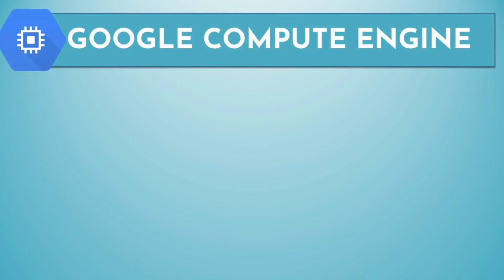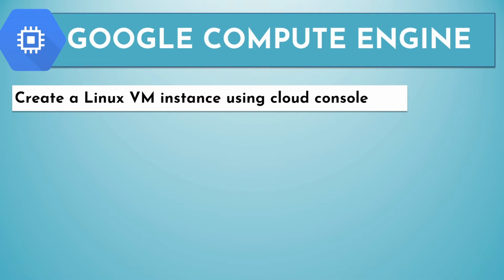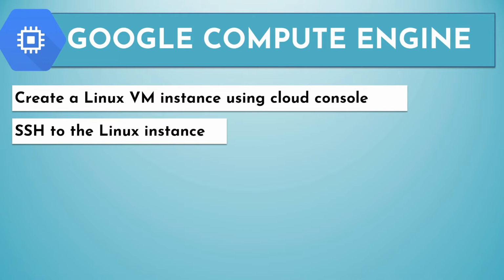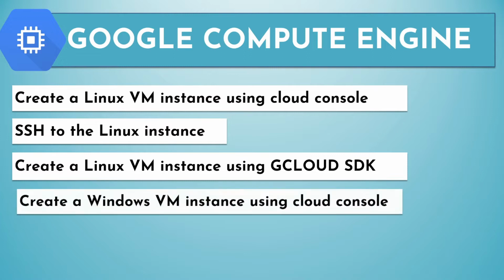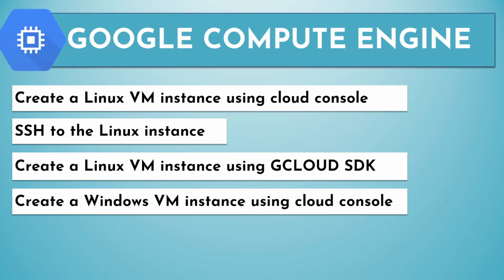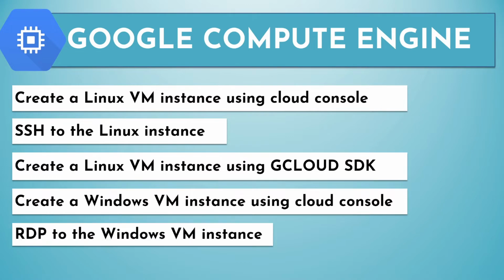So I'll be covering the below topics in today's video. The first one would be how you can create a Linux virtual machine using Cloud Console. Then how would you SSH into that Linux instance? Then I will create a Linux virtual machine using Gcloud SDK. And then we will create a Windows VM instance using Cloud Console. Then we'll see how we RDP into the Windows VM that we have just created.